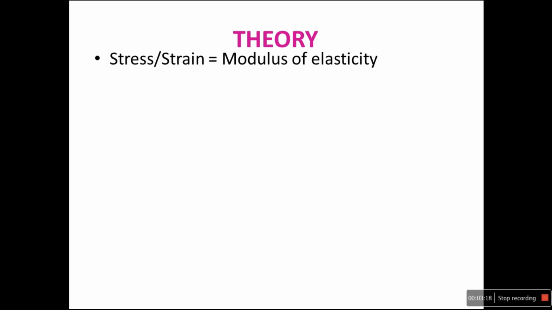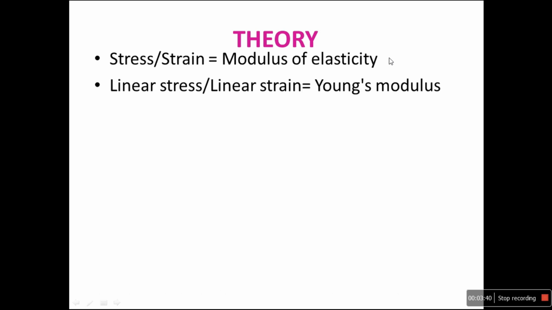Moving to the theory part, we already know what modulus of elasticity is. It is nothing but stress by strain. The ratio between stress and strain gives the modulus of elasticity. Already we know there are three types of modulus of elasticity: one is Young's modulus, the second is the rigidity modulus, and the third is the bulk modulus. Now we are going to find the Young's modulus, and this is the formula: linear stress divided by linear strain.